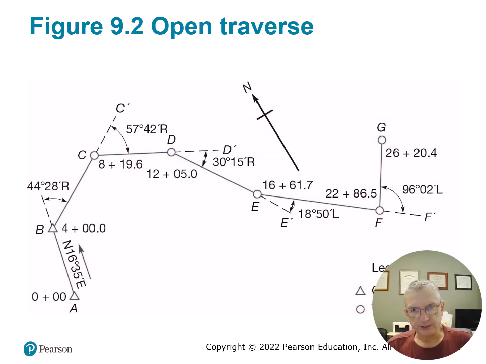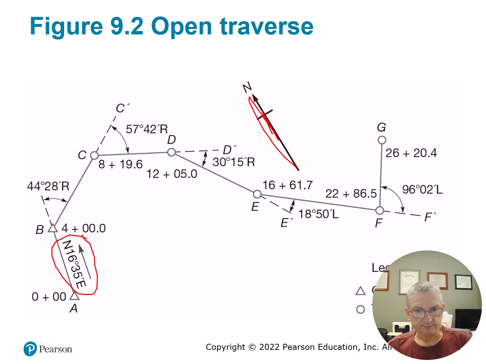Not all traverses get to be closed. Figure 9.2 is an example of an open traverse where we started at A, went to B, went to C, and this is actually like a route survey where deflection angles are measured. Now again, if you think about the previous modules, all of the azimuths can be computed for each of these lines using the deflection angles and the beginning bearing here of north 16 degrees 35 minutes east from A to B.